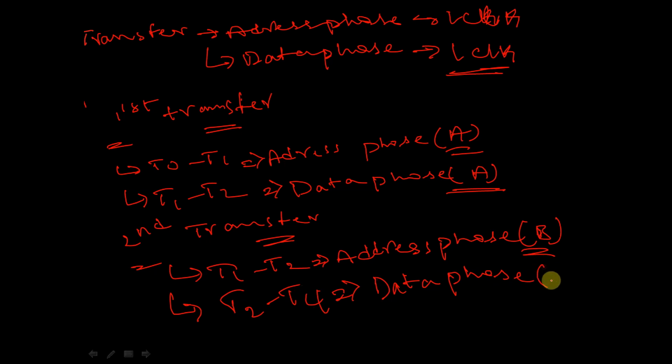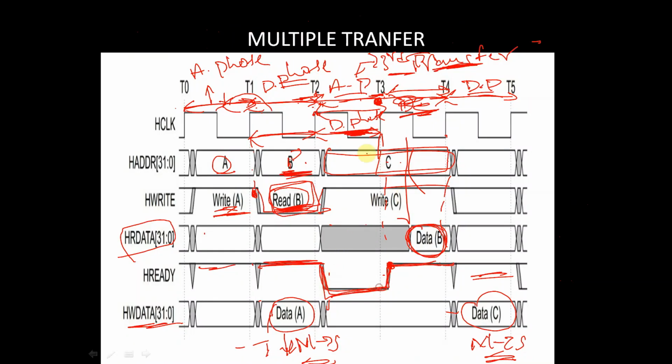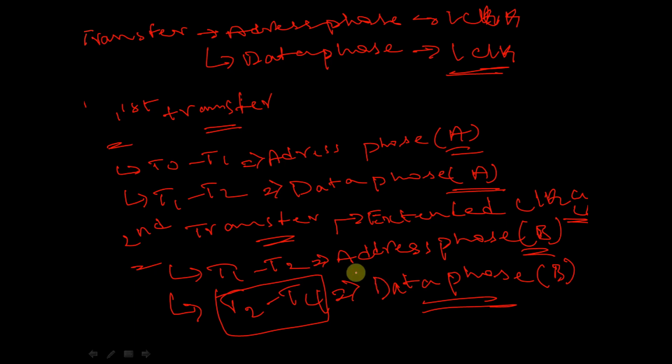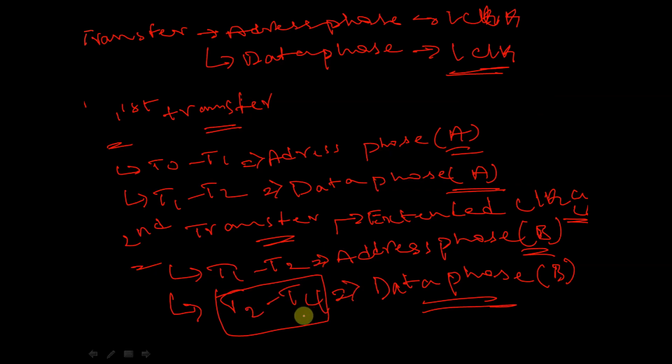So here we can see an extended clock cycle for this transfer. Since HREADY is becoming low, the address phase is getting extended and the data phase will also get extended. So it is called an extended transfer. And the second transfer is getting completed at T2 to T4.